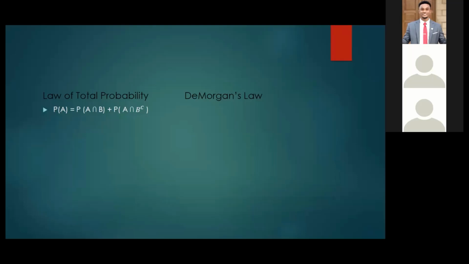Then De Morgan's law states that the probability of A intersect B, all complements, is equal to the probability of A complement intersect B complement. Guys, the notation in this is wrong. It should be the probability of A union B complement is equal to the probability of A complement intersect B complement.